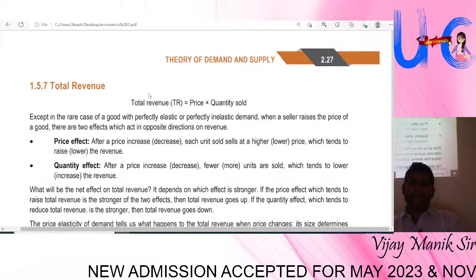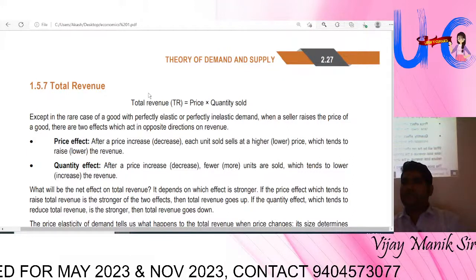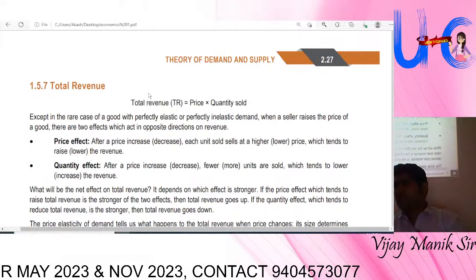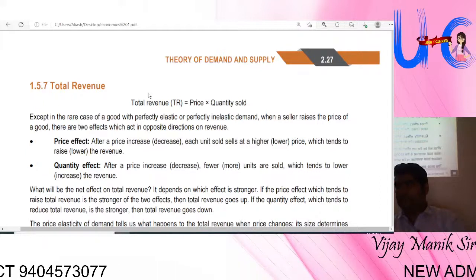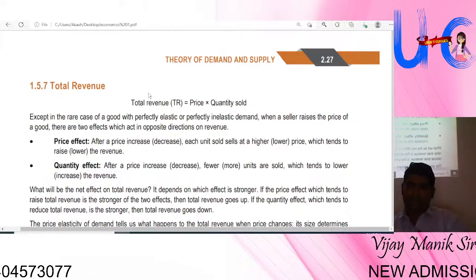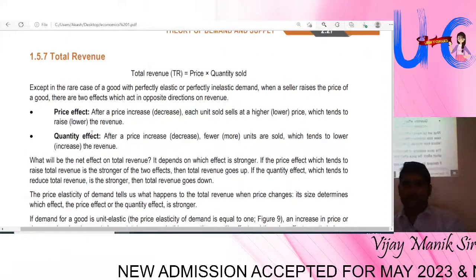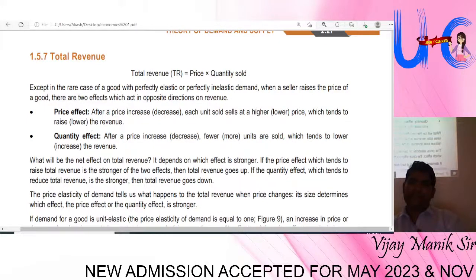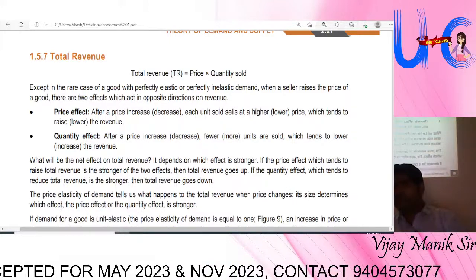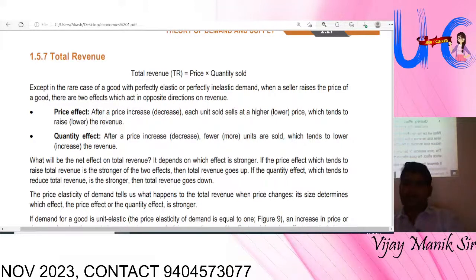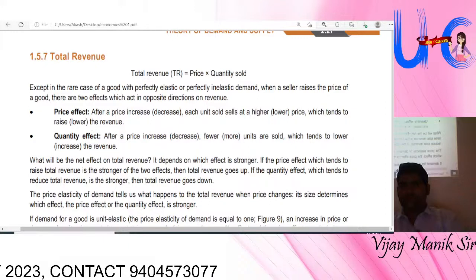Total revenue equals price times quantity sold. The aggregate of the quantity of that particular product that has been sold is called total revenue. Now there are two things: one is price effect and another is quantity effect. What is price effect? Price should increase or decrease. Quantity should increase or decrease. Both things influence the total revenue.